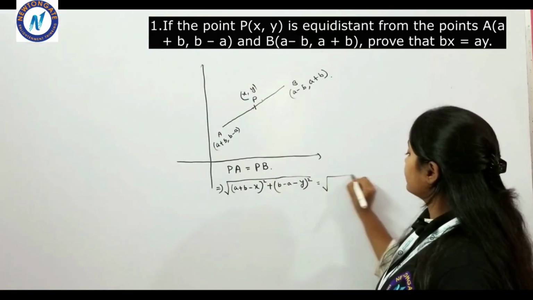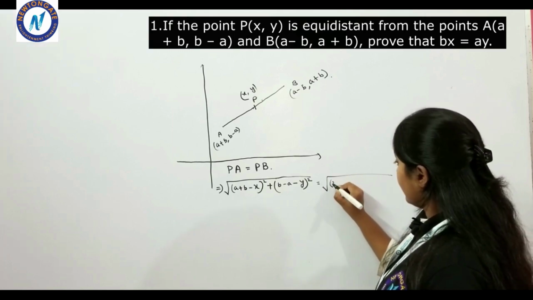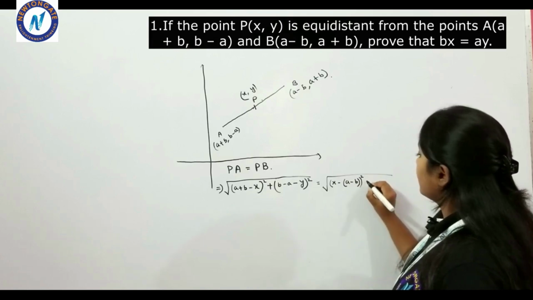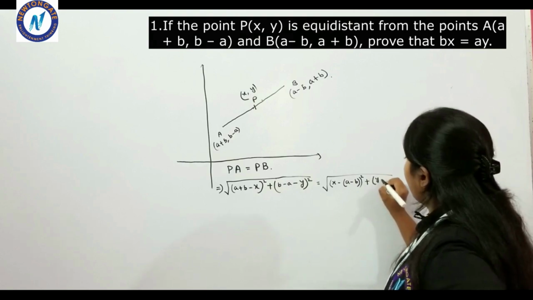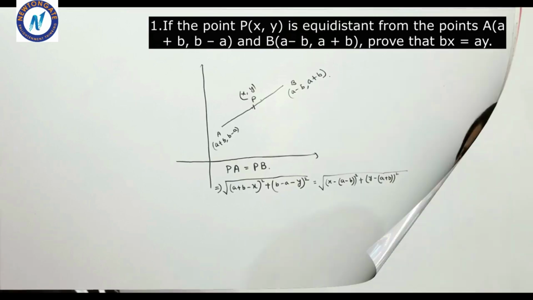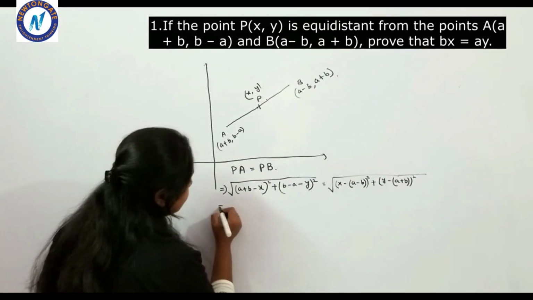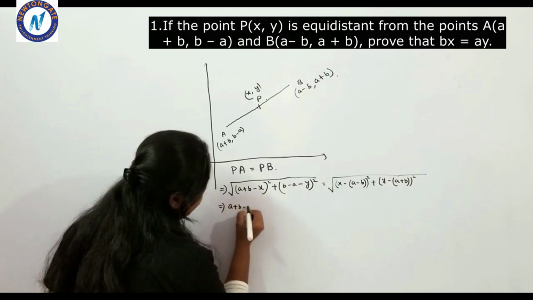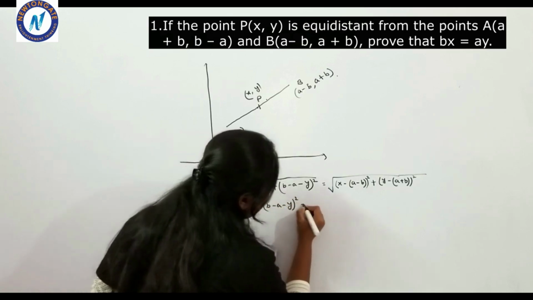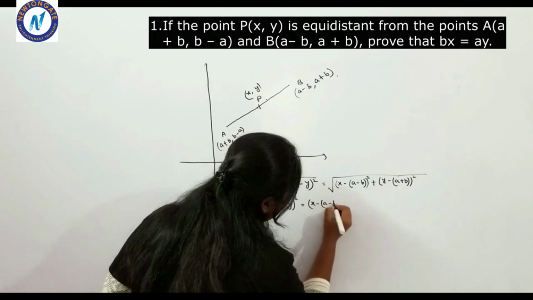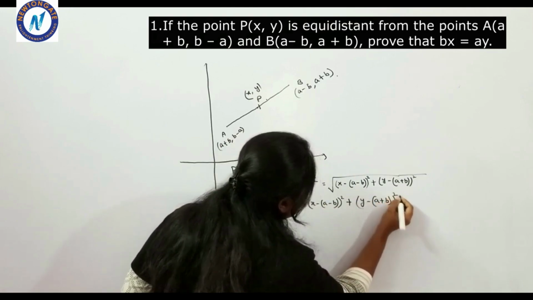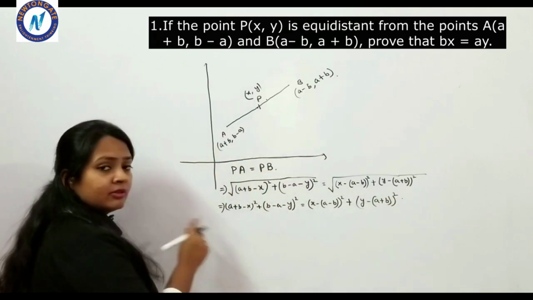Similarly, we write the distance PB as the square root of (x minus a minus b) whole square plus (y minus a plus b) whole square. Now squaring both sides, we will get (a plus b minus x) whole square plus (b minus a minus y) whole square equals (x minus b) whole square plus (y minus a plus b) whole square. Now we simplify this.